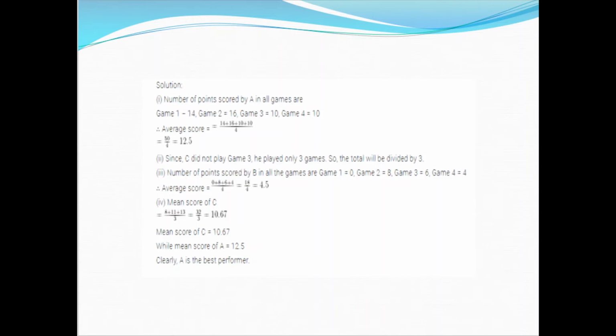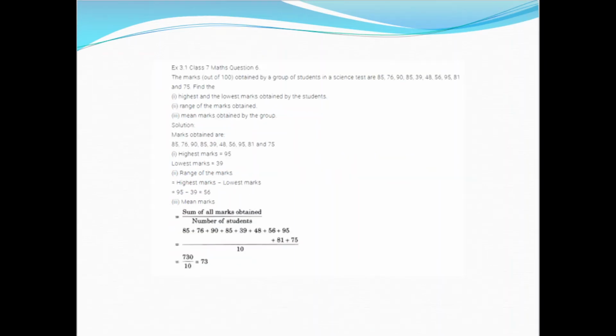The number of points scored by B in all the games are: game 1 is 0, game 2 is 8, game 3 is 6 and game 4 is 0. Again we find the average, the sum of all these values divided by 4, and we get 4.5. The mean score of C is 8 plus 11 plus 13 divided by 3, which is 10.67. So the mean score of C is 10.67 while the mean score of A is 12.5. It is very clear from both readings that A is the best performer.